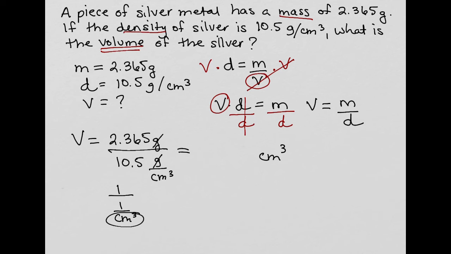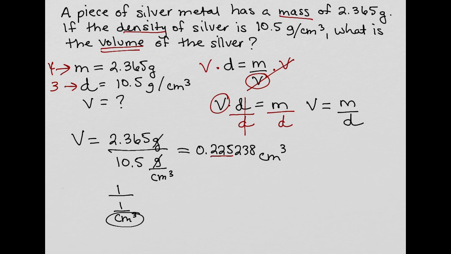So now I want to do my division. 2.365 divided by 10.5 is 0.225238. Put some extra digits in there. And now I need to remember to round. So my initial numbers, I need to look at my mass, had 4 sig figs, and my density has 3 sig figs. So I need to round my final answer to 3 significant figures based on density, assuming that those are both measured quantities. And remember that the 0 in 0 point whatever is not a significant figure. And so I need to round this to 3 significant figures here.